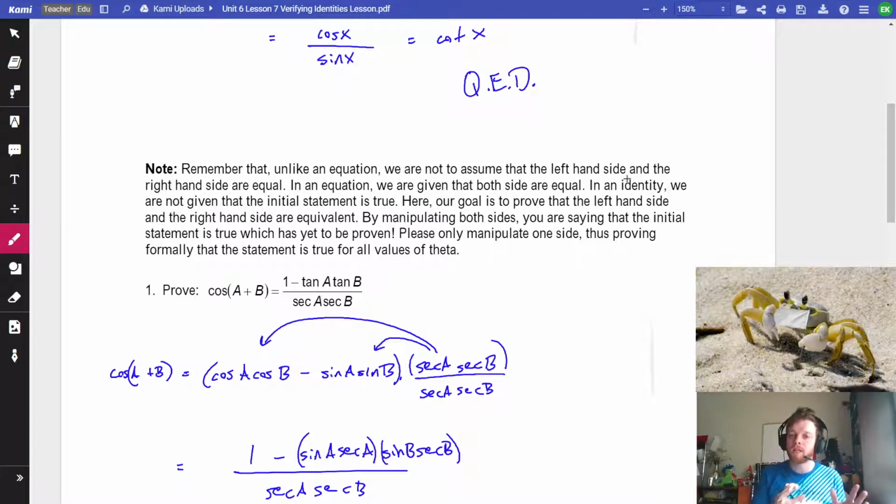So only manipulate one side, turn it into the other side. In calculus, you will often be in that scenario where you're given something that is hard to work with, and you want to be able to turn it into something specific. So that is what we're practicing here, turning one thing into a given other thing. All right, there's no way to work around that.